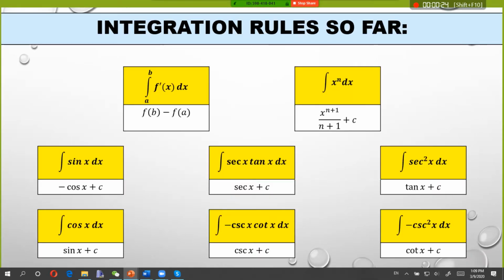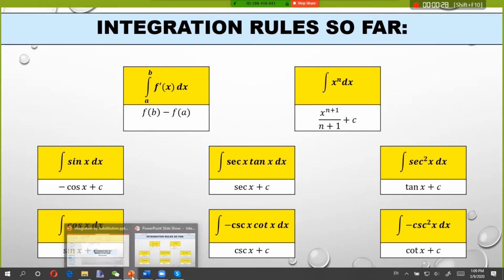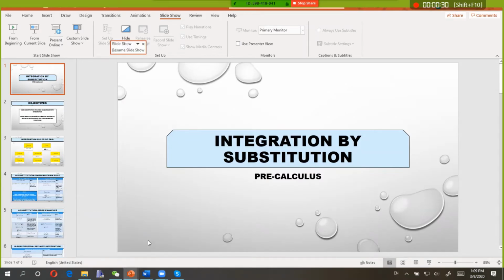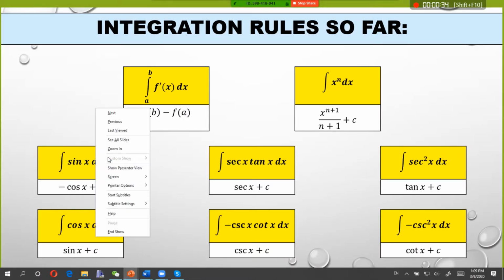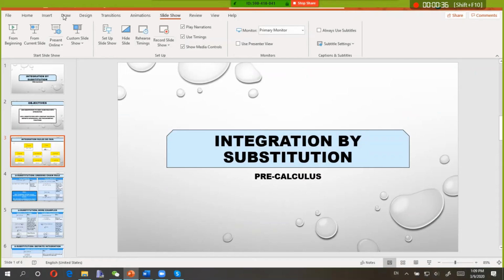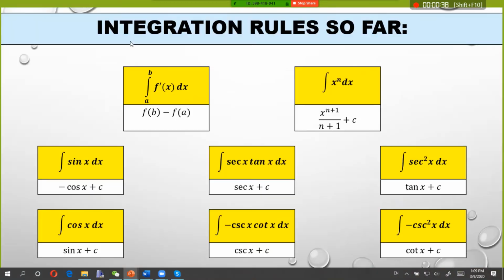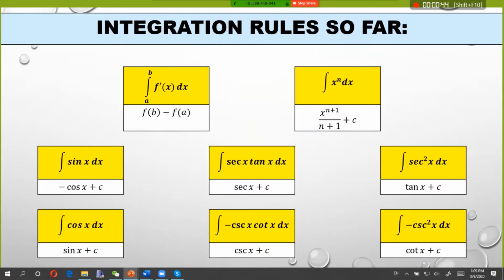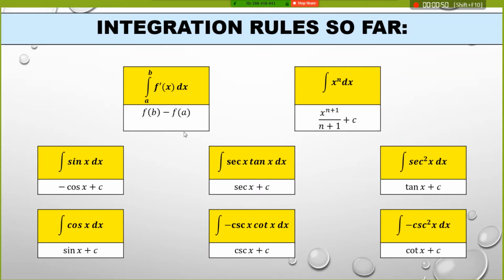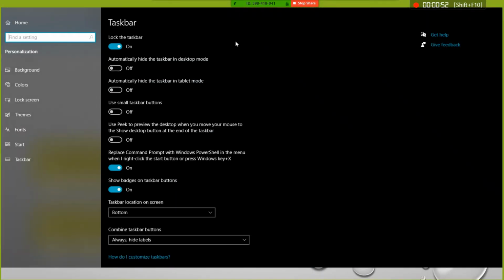Before I get started, these are all of our integration rules so far. Okay, I'm not full screen, so let me come back and try that again. Oh, there we go.